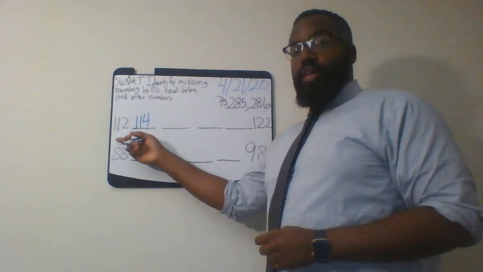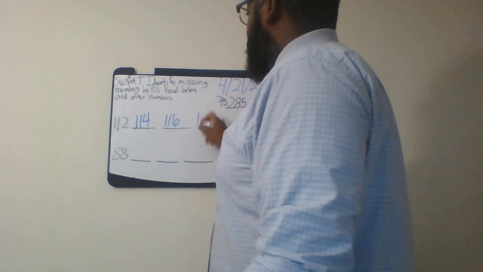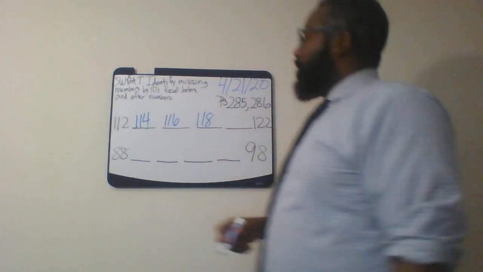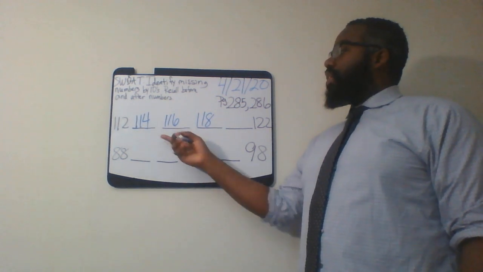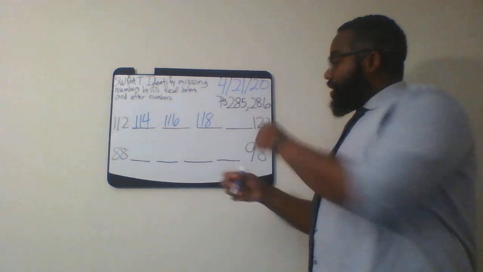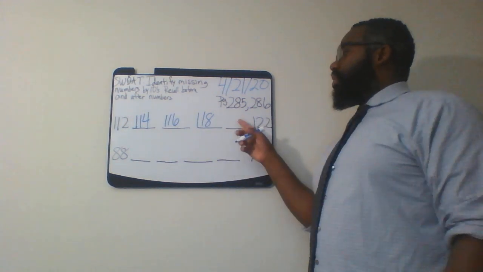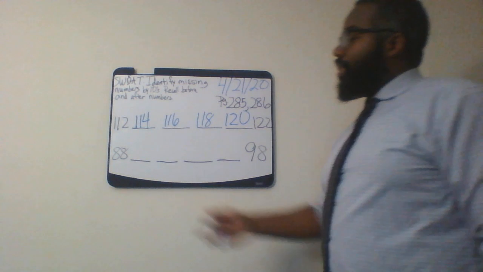So we have 112, 114, 116, 118. See what we have so far. 112, 114, 116, 118. What's next? For our last stop, 122. What number comes right here after 118? 120. Here we go. Now let's try another row.